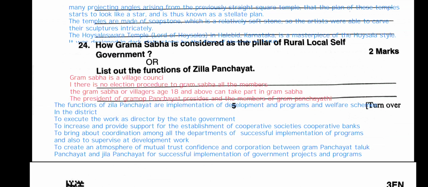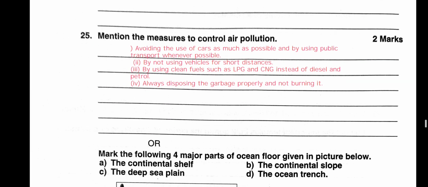List out the functions of Zilla Panchayat. The functions of Zilla Panchayat are to implement development programs and welfare schemes in the district, to execute the work assigned by the state government, to increase and provide support for the establishment of cooperative societies and cooperative banks, to bring about coordination among all the departments for successful implementation of programs and also to supervise developmental work, and to create an atmosphere of mutual trust, confidence and cooperation between Gram Panchayat, Taluk Panchayat and Zilla Panchayat for successful implementation of government projects and programs too.